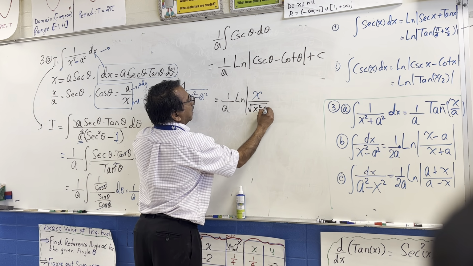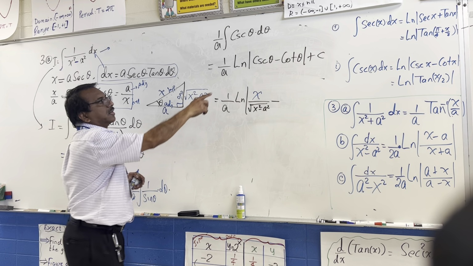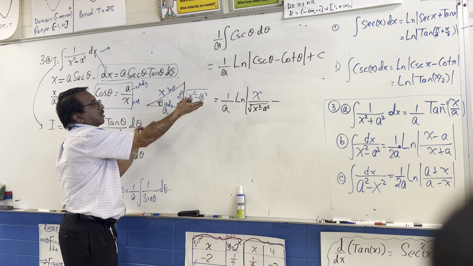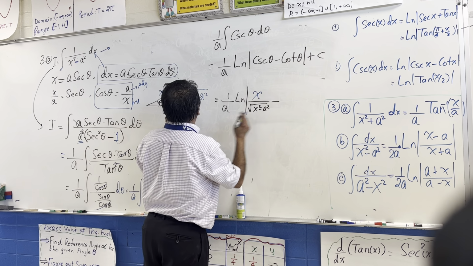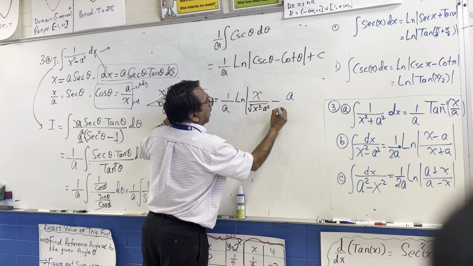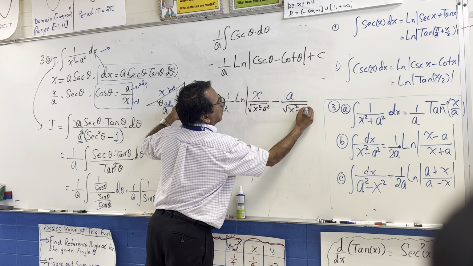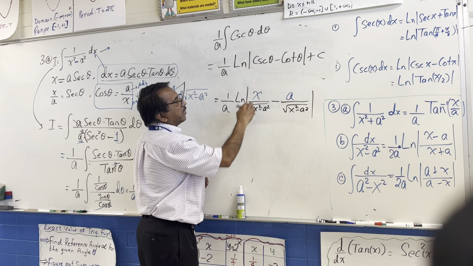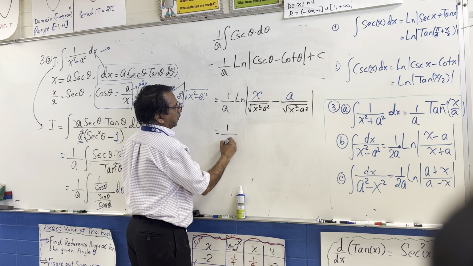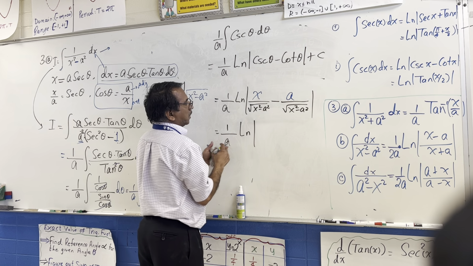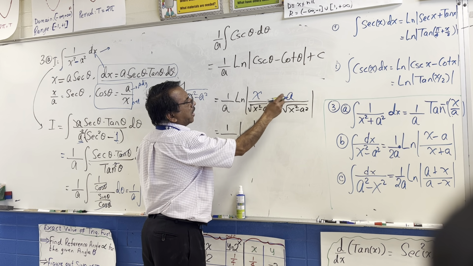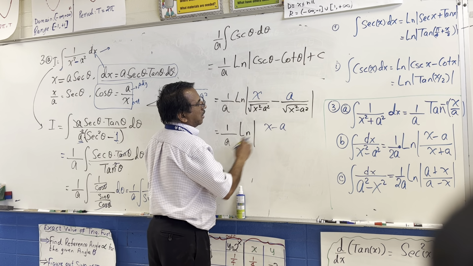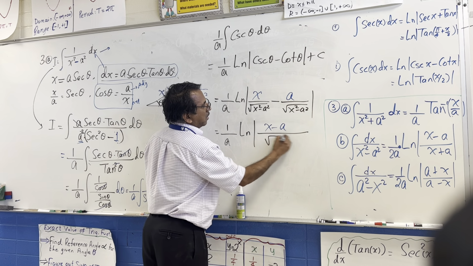x squared minus a squared, minus, and what is cotangent? It's the reciprocal of tan. Tan is opposite over adjacent, so cotangent is adjacent over opposite, so that will be A divided by the same root. Then, both have the same denominator and you can write the numerator exactly the same. So it's going to be x minus A, divided by the root of x squared minus a squared.